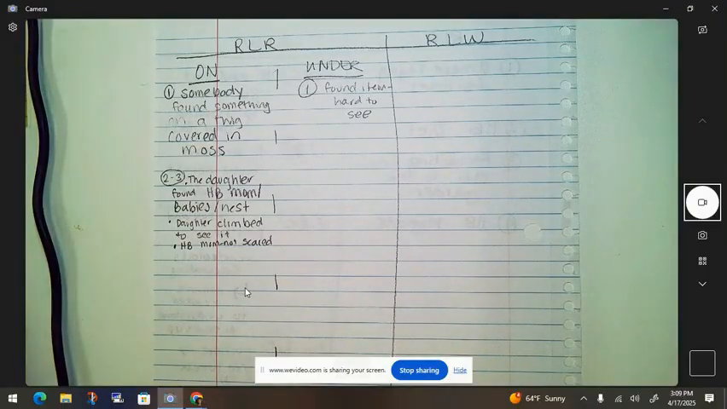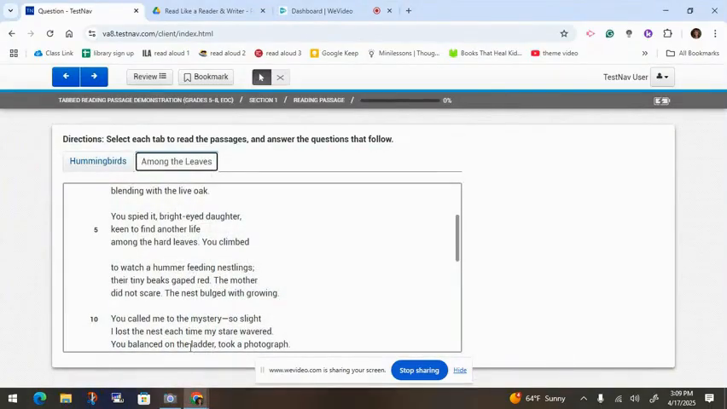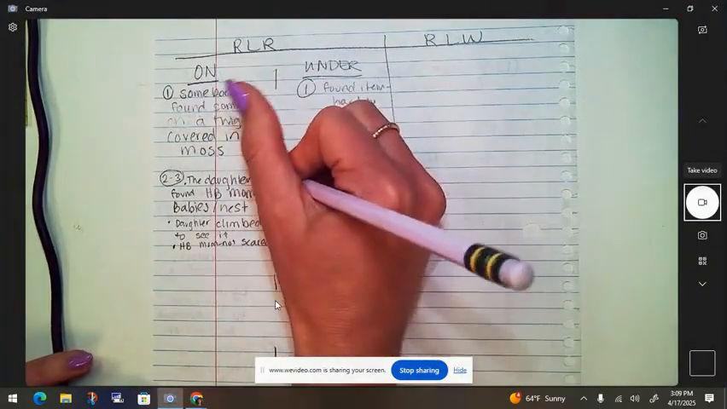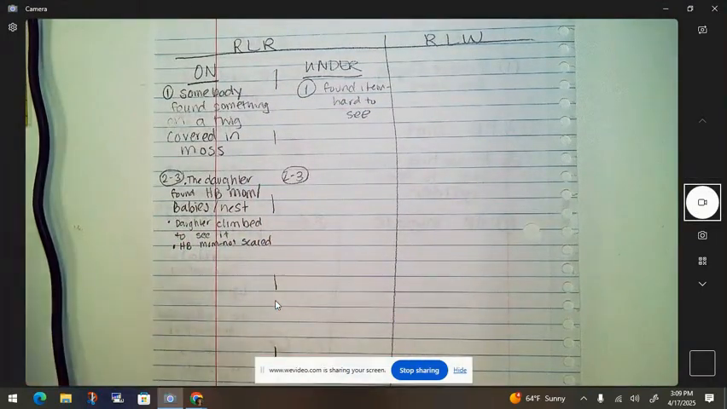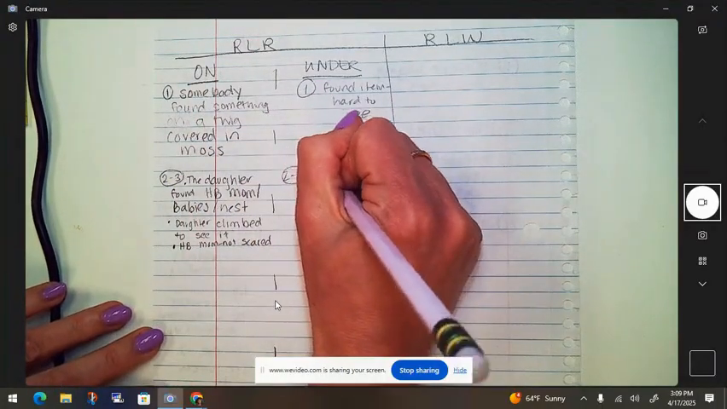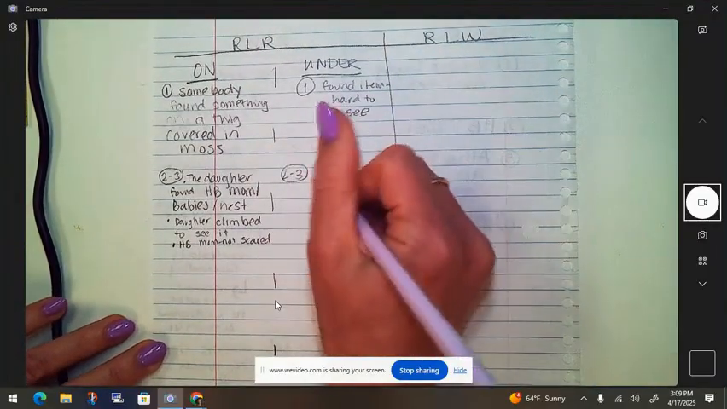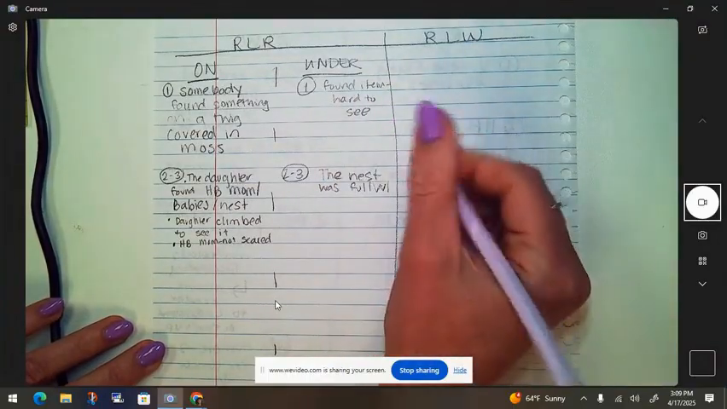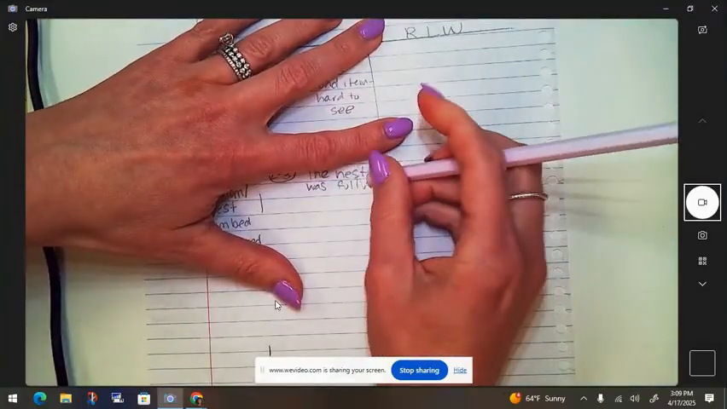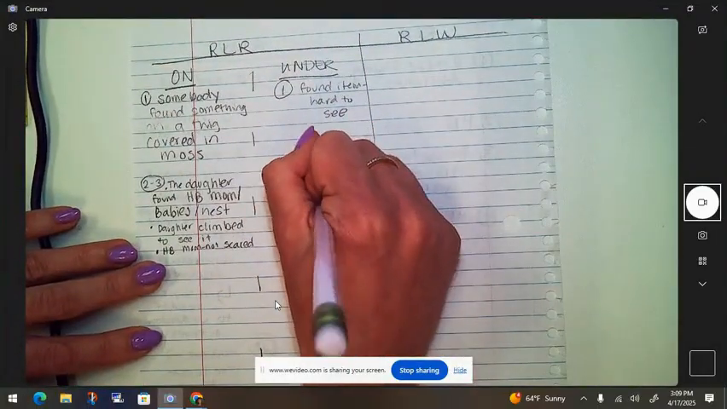And then the only thing that I felt like was under the surface in that section was it said the nest bulged with growing. I just think that means it's full with several baby hummingbirds. And, obviously they're growing, but I'm going to put that over here. Remember, as we've talked about in class, it's not so much is it on, is it under? It's just that you're breaking down the meaning of the poem and dissecting it. So don't get too caught up in that. Remember, that is not the point of this. The point of this is to make you slow down and read the poem and digest it in a way that you wouldn't if you just read it quickly.